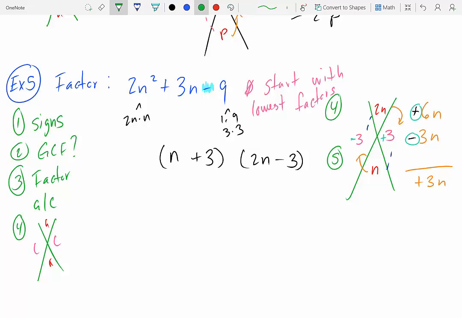Alright, so I am chock full of examples. We have several more to go too. Example 6.